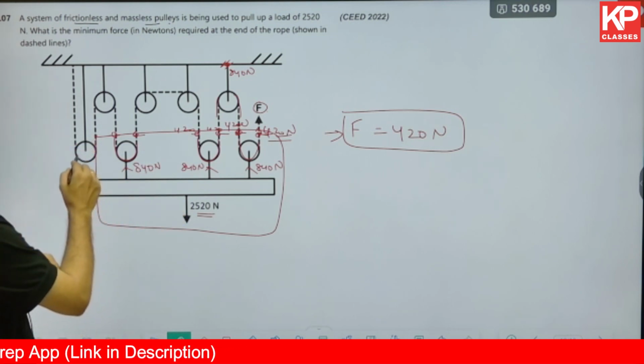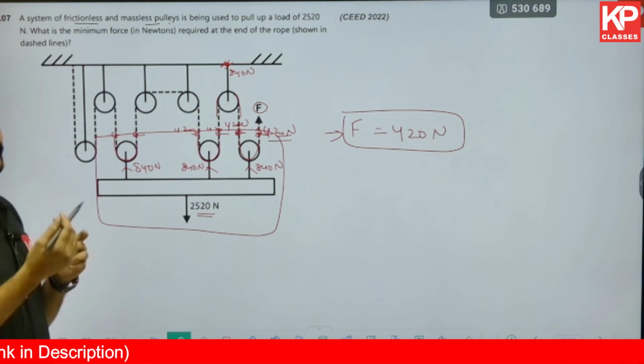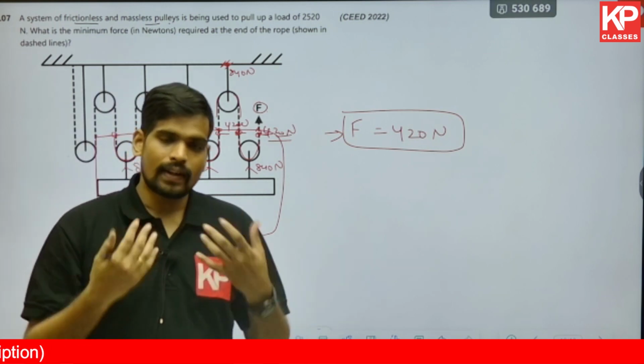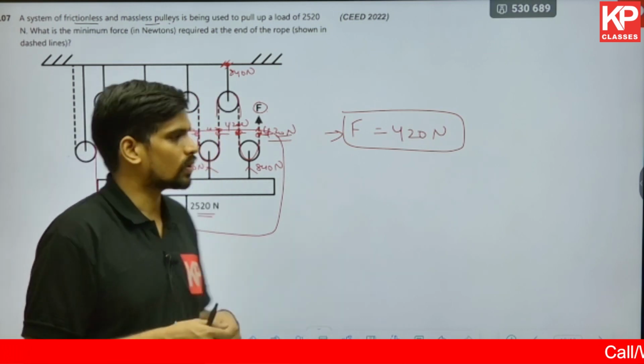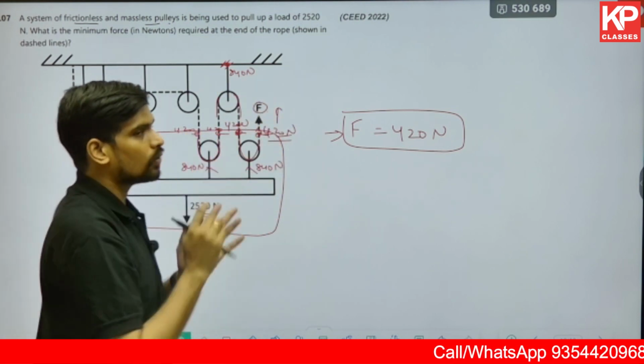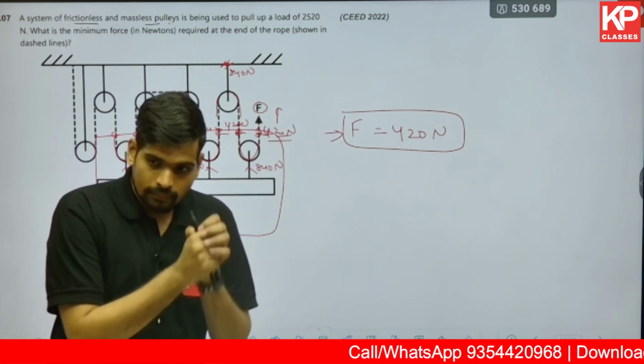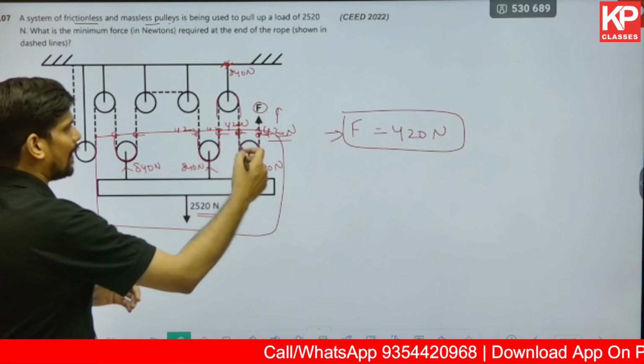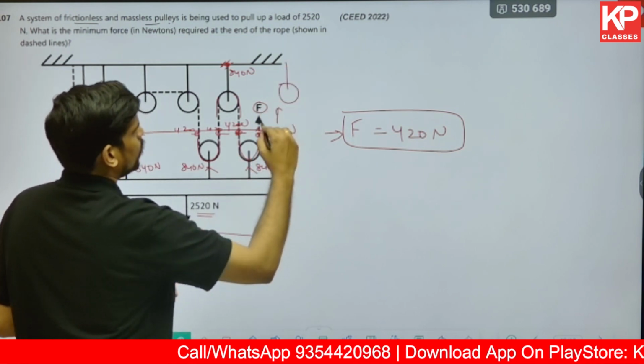Now what is the function of the remaining pulleys then? It is just to change the direction, give additional support, change the direction of the force. For example, this force is being applied in the upward direction. If I don't want to work against gravity, if I want to work with gravity, I'll just need to add one more pulley over here.